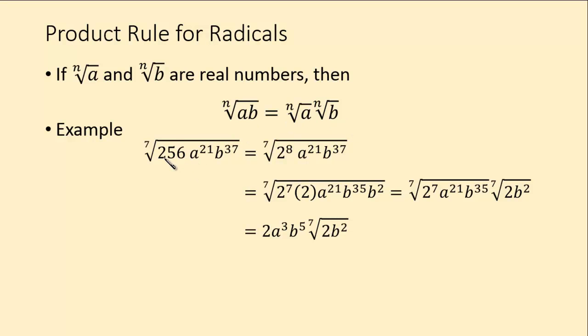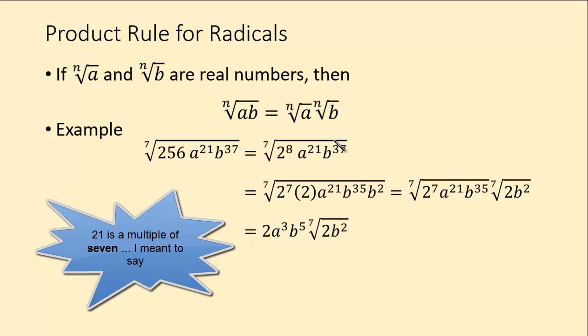So here's an example. We have 256 times a to the 21st power times b to the 37th power, and then it's the 7th root of all that. First thing we can do is change this to 2 to the 8th power, so we see everything as exponents under here. Then we break this up. 8 is not a multiple of 7, but 7 is, so we break this up into 2 to the 7th times 2. 21 is a multiple of 7. 37, we break this up into 35 and 2.